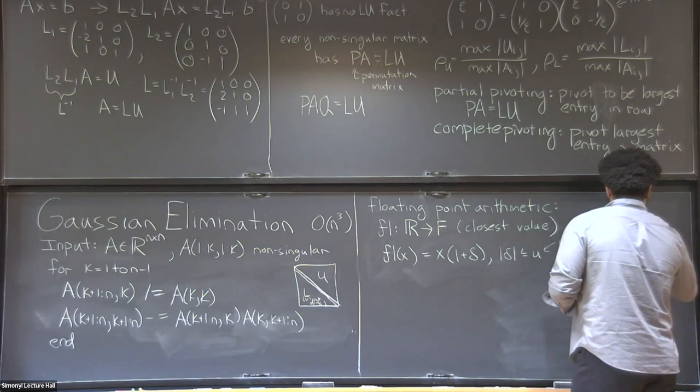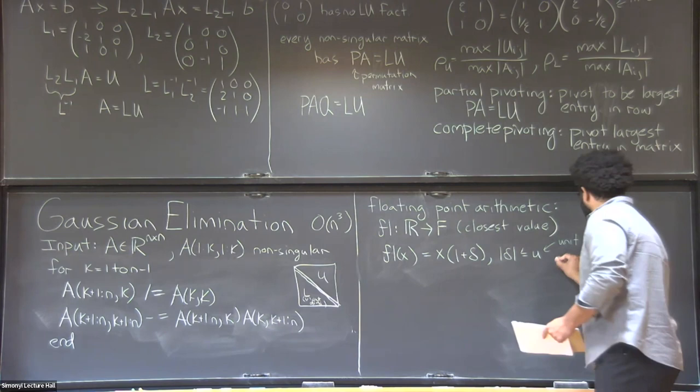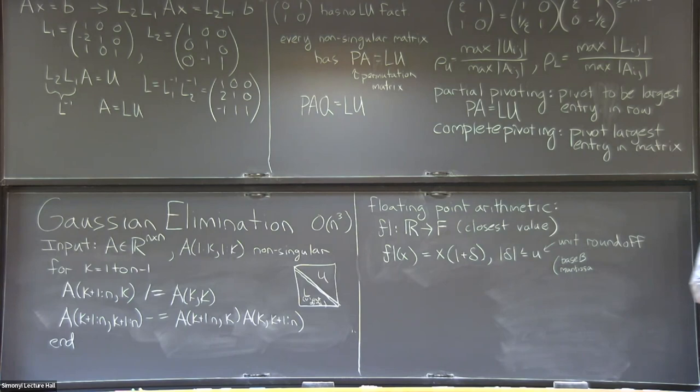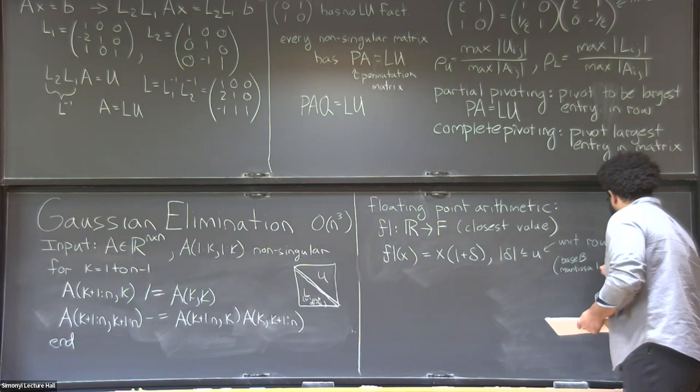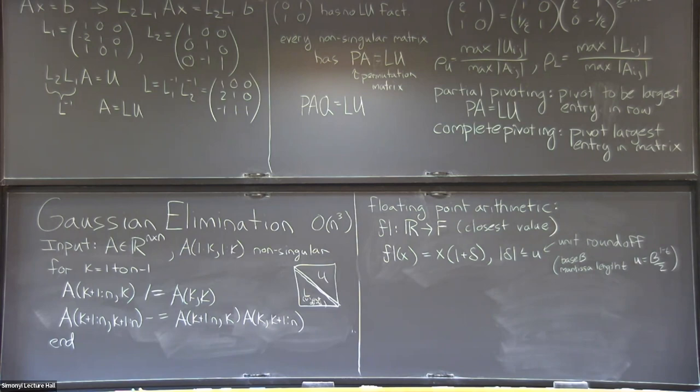And for instance, if you're doing this with some base beta and a mantissa of length t, then u would be beta to the power 1 minus t, over 2. So it's good to think of F as the rationals, or let's say the rationals with a restriction on mantissa length t, I'll just put u, just for completeness, to help give some insight.